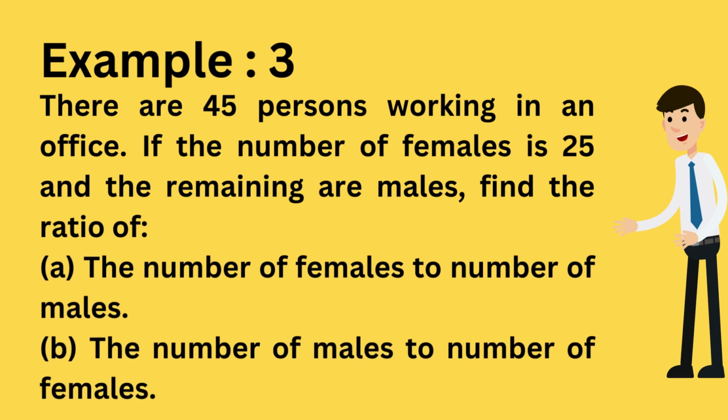Let's look at example 3. There are 45 persons working in an office and the female employees are 25 and the remaining are males, and we have to find out the ratio of females to males and also the ratio of males to females. In this problem, they didn't mention the actual number of males. So first we have to find out the actual number of males, and then we have to find out the ratio of females to males and also the ratio of males to females. Let's go ahead and do that.